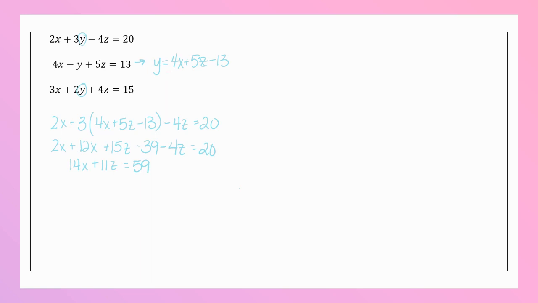Now I'm going to take my y value and I'm going to plug it into the bottom one. So this time I'm going to multiply 2 times what y is, 4x plus 5z minus 13. I'm going to distribute the 2.